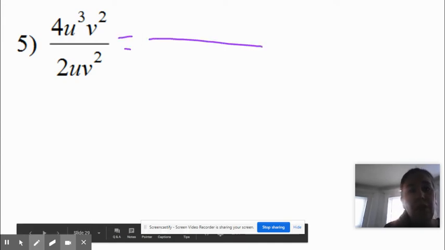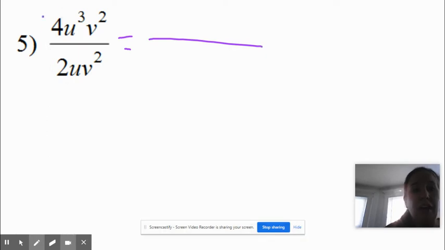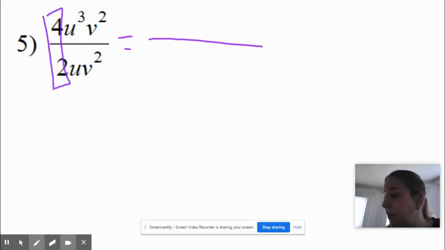So here we go. Okay, let's look at our coefficients. A lot of students want to subtract them. Remember, you are actually dividing. So 4 divided by 2 is 2.